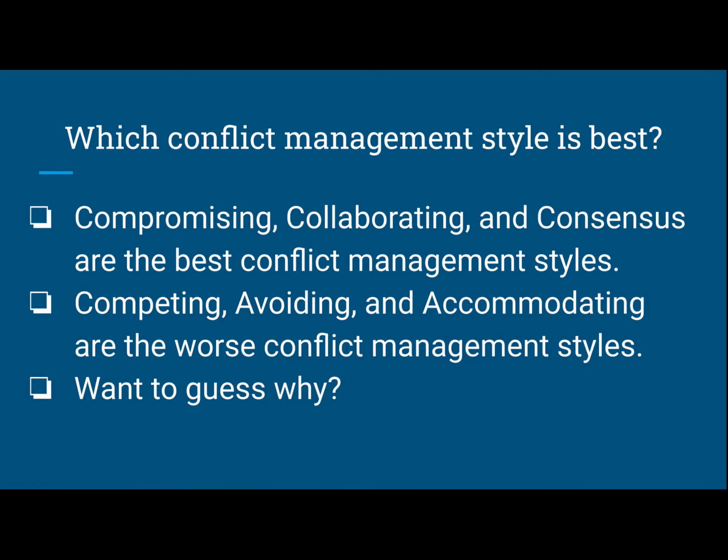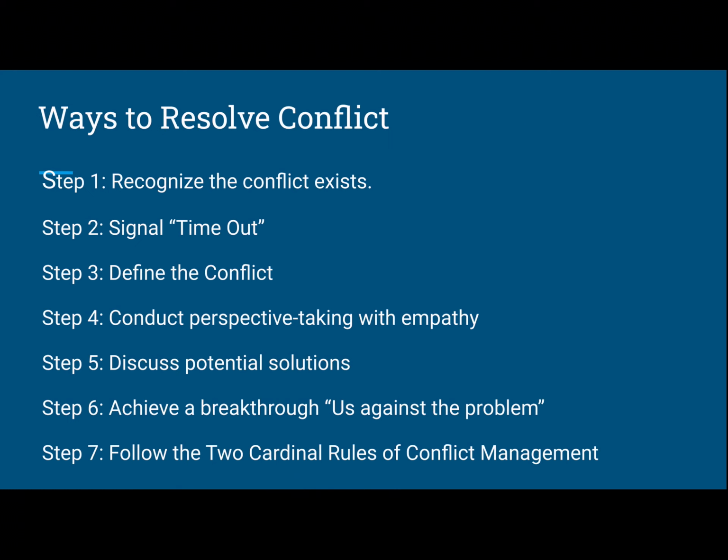And of course, what I just told you is here on this slide. Compromising, collaborating, and consensus are the best styles for managing conflict. Avoiding, competing, and accommodating are the worst styles. And if you had to guess why, what would be your reason? Well, if you think about it, everybody's needs are being met in compromising, collaborating, and consensus, or at least you're getting to a situation where nobody feels like I lost something. Whereas with competing, avoiding, and accommodating, you're not really dealing with the problem. And you have to always deal with the problem in order for it to really be resolved.